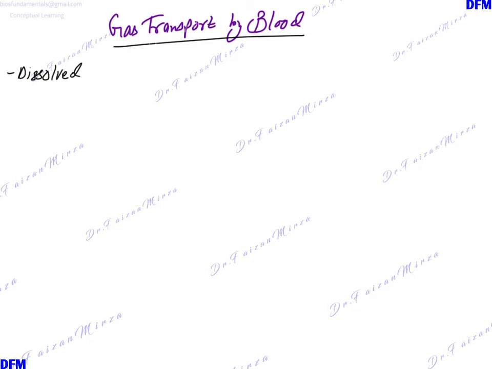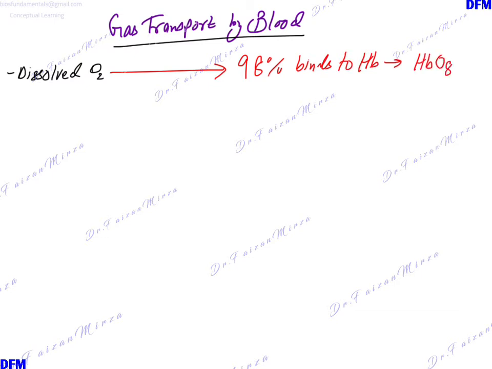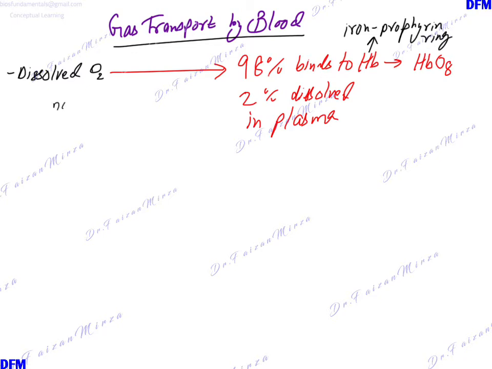When we are discussing gas transport by blood, the main gases that we are concerned with are oxygen and carbon dioxide. Starting off our discussion with oxygen. Oxygen is dissolved in blood, in red blood cells as well as in plasma. 2% of oxygen is dissolved in plasma and 98% of oxygen binds to hemoglobin to form HbO2, which is oxygenated blood.